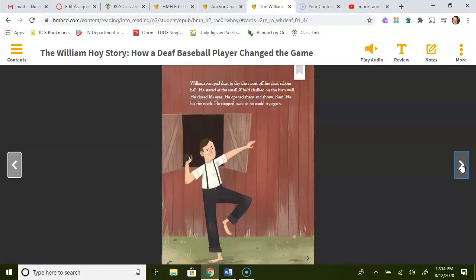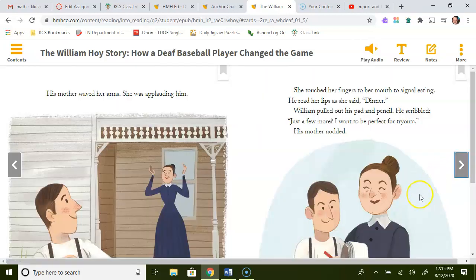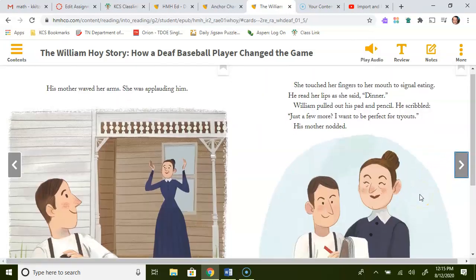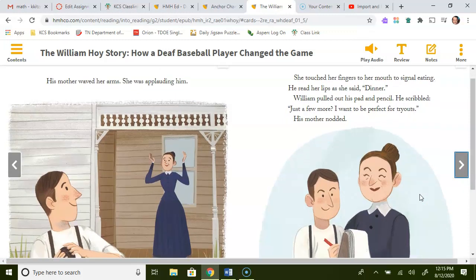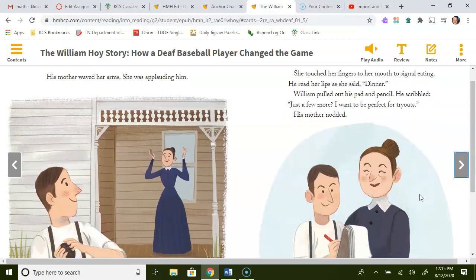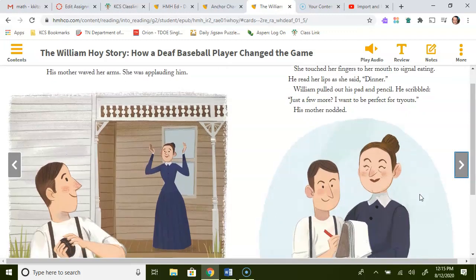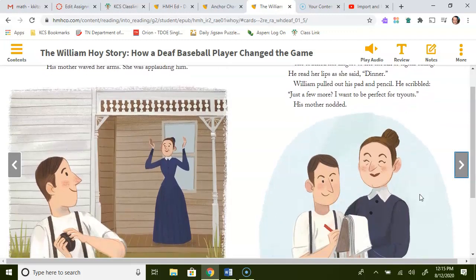William scooped dust to dry the sweat off his slick rubber ball. He stared at the small X he'd chalked on the barn wall. He closed his eyes. He opened them and threw. Bam! He hit the mark. He stepped back so he could try again. His mother waved her arms. She was applauding him. She touched her fingers to her mouth to signal eating. He read her lips as she said dinner.